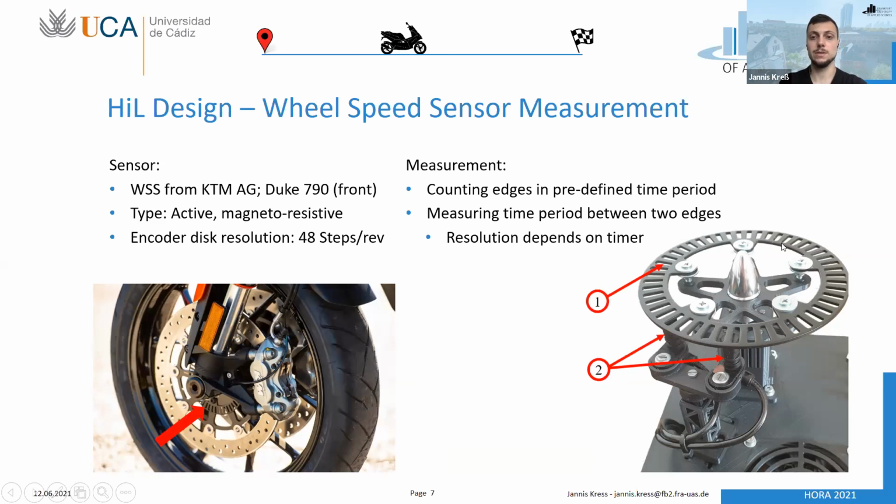So here you can see part of the test bench. This is the encoder disc that is just rotating above these two redundant wheel speed sensors, which are totally adjustable in the distance to the motor as well as in the height by this carrier, to control the air gap between both sensor elements and the encoder disc.